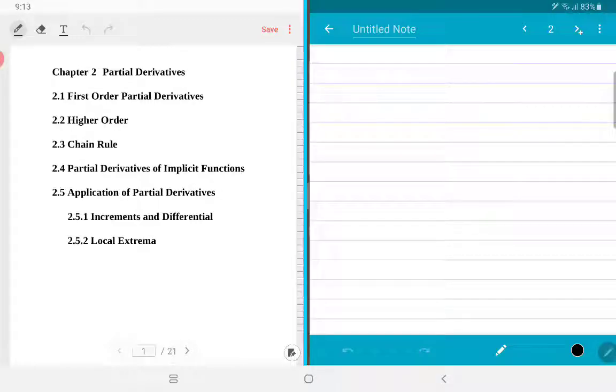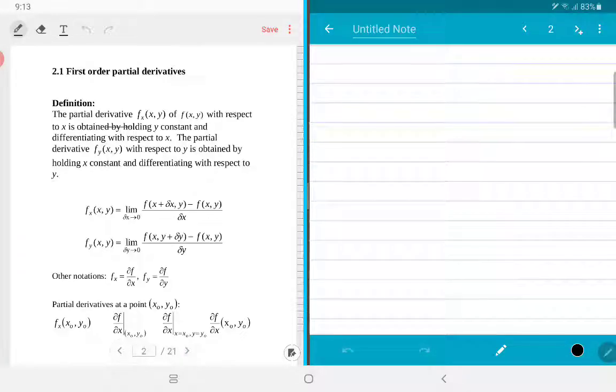Today's topic is on partial derivative, section 1, which is first order partial derivatives. The definition of partial derivative given here. The partial derivative fx of function f(x,y) with respect to x is obtained by holding y constant and differentiating with respect to x. The partial derivative fy with respect to y is obtained by holding x constant and differentiating with respect to y.